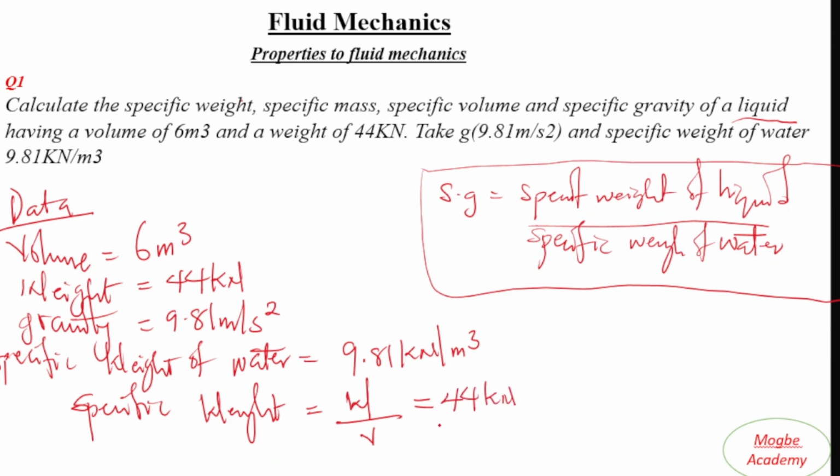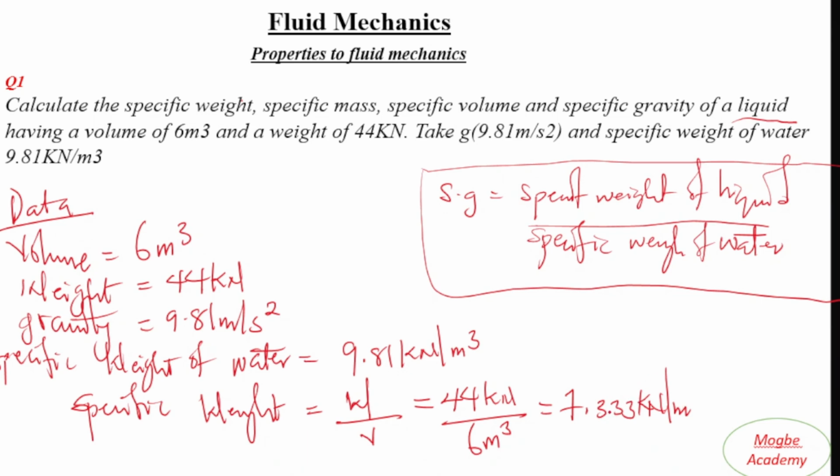Your units are very important, so you always include your units. Divided by, what's the volume? The volume is 6 meter cube, so we have 6 meter cube here. Now if you punch your calculator, this will simply give you what? 7.33 kilo Newton per meter. So we have 7 point what? 333 kilo. What's the unit? Newton per meter. Now, what do we have here? We have kilo. Convert this to what? Newton meter, removing the kilo.